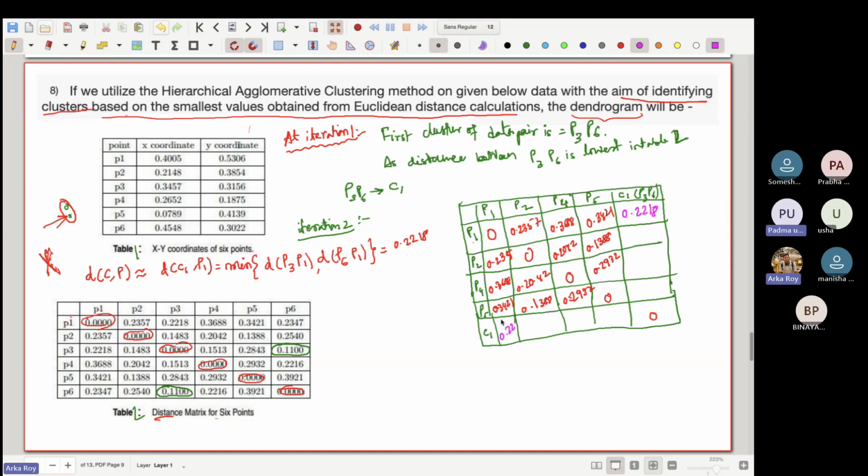Sir, excuse me, sir. Yes. Sir, can you repeat this distance calculation alone, sir? D of C comma P. Okay. Yes. Yes. Thank you, sir.